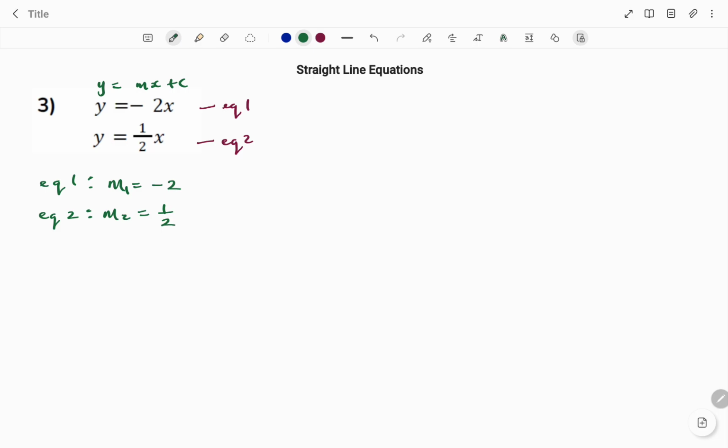So my first check is to check if they are parallel. m1 is not equal to m2. So therefore, it's not parallel.